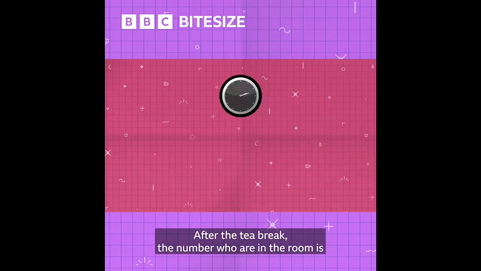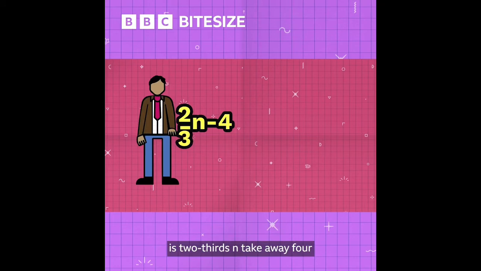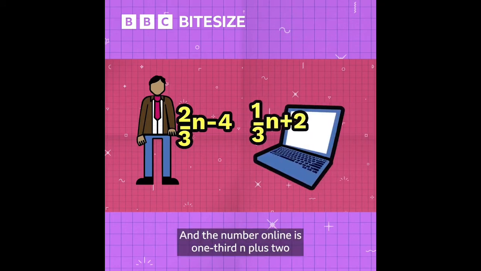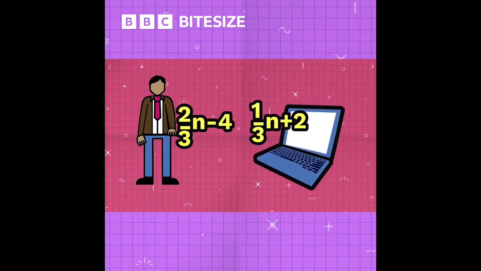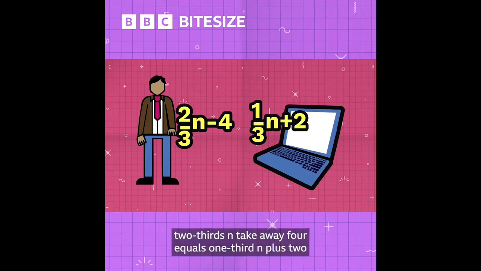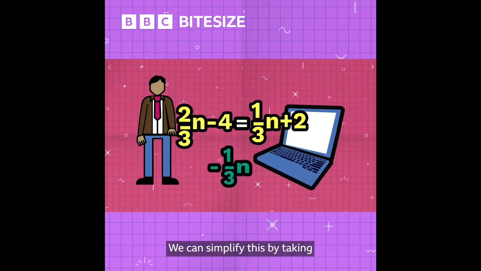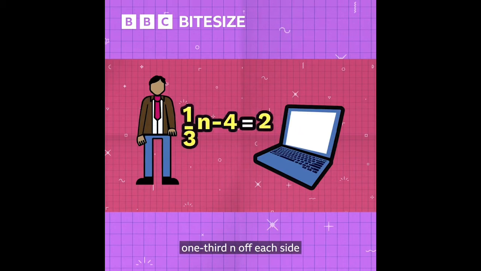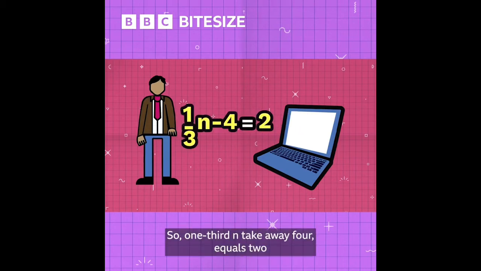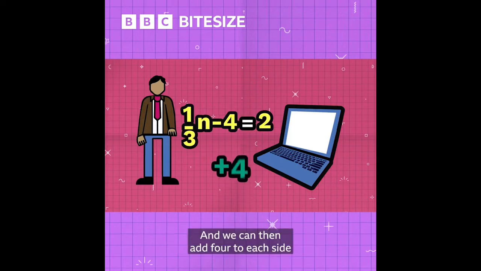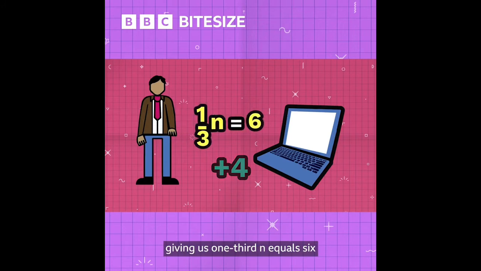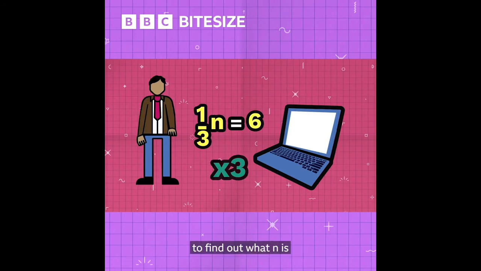After the tea break, the number who are in the room is 2/3 n take away 4 and the number online is 1/3 n plus 2. Since these numbers are equal, 2/3 n take away 4 equals 1/3 n plus 2. We can simplify this by taking 1/3 n off each side. So 1/3 n take away 4 equals 2. And we can then add 4 to each side, giving us 1/3 n equals 6. And then multiply both sides by 3 to find out what n is.